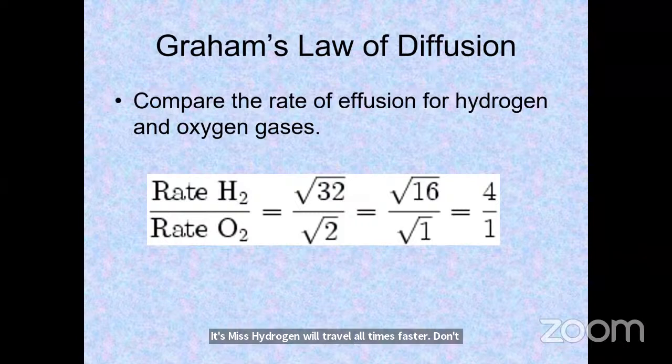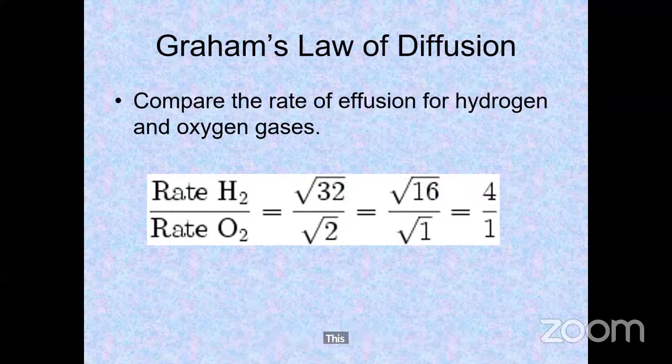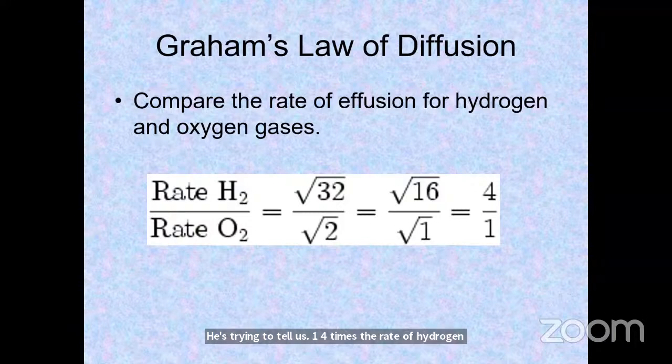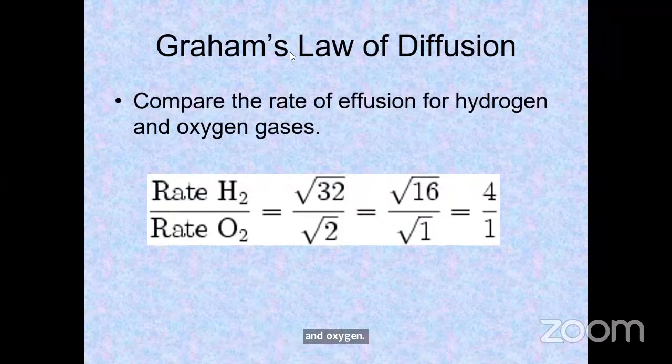That is simply what this is trying to tell us. The ratio is 4 to 1. The rate of hydrogen is 4 times that of oxygen. Hydrogen will travel 4 times faster than oxygen. So that is what that is explaining to us.